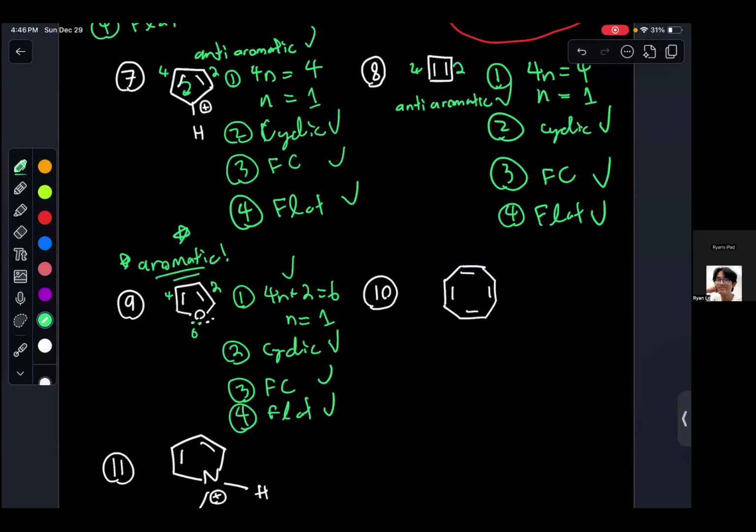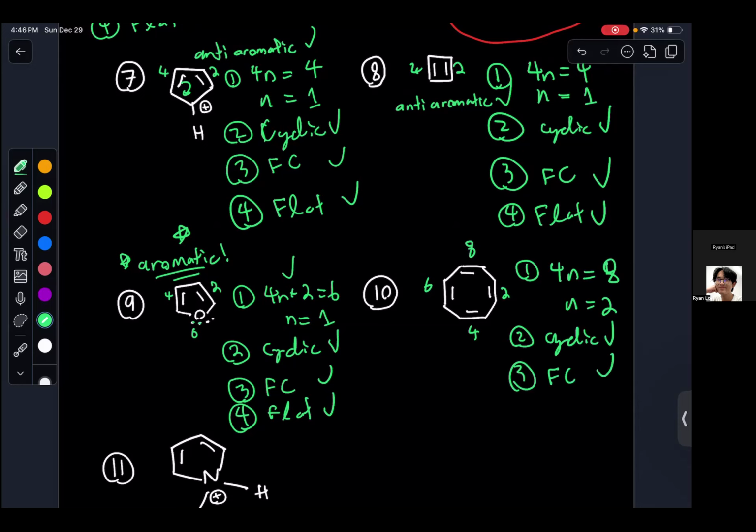All right, let's move on over here. 2, 4, 6, 8. That will follow the 4n rule. 1, 2, 3, 4, 5, 6, 7, 8. N equals 2, so this is possibly anti-aromatic. Aw, so sad. Cyclic? Yes, sir. Three, fully conjugated? Aye, aye. Four, is it flat? Yes. This will be anti-aromatic.